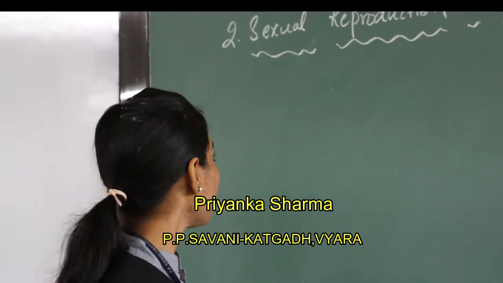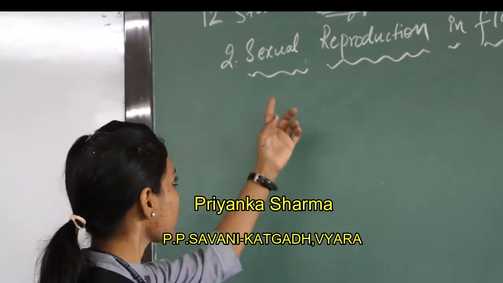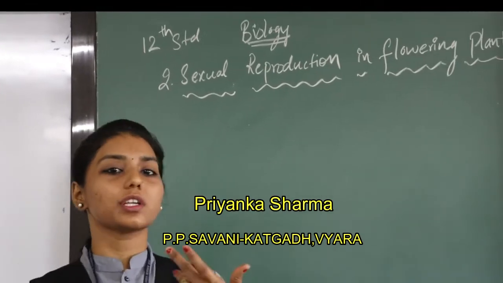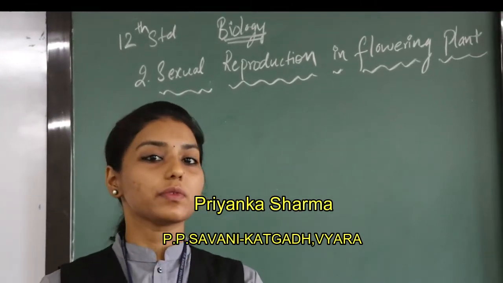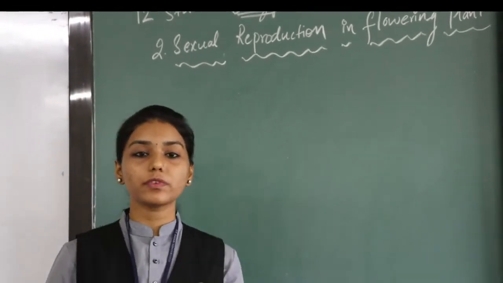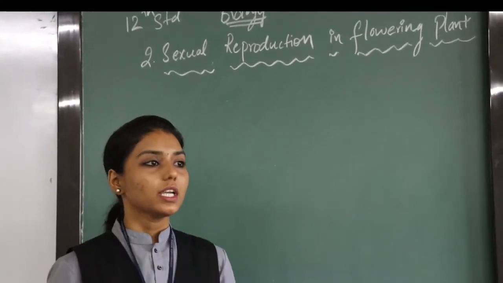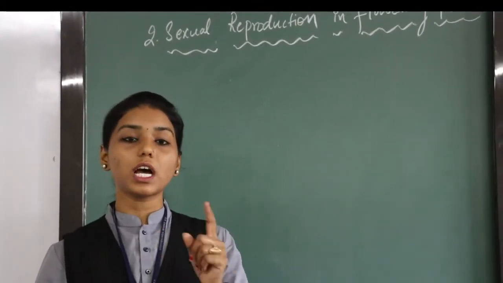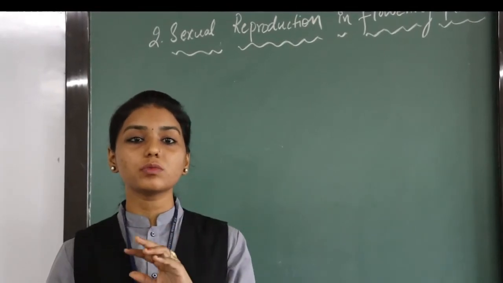We continue with the same chapter for Biology, Class 12, that is Sexual Reproduction in Flowering Plants. We'll have a quick revision of what we saw in the previous video. In the previous video we saw the female gametophyte: how female gametophyte formation takes place, as well as how embryo sac formation was done.